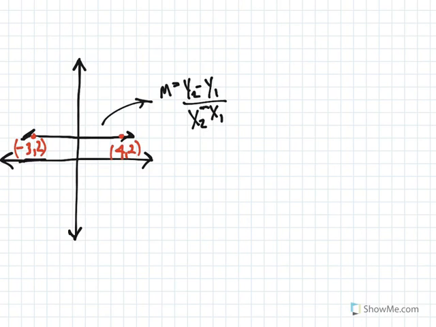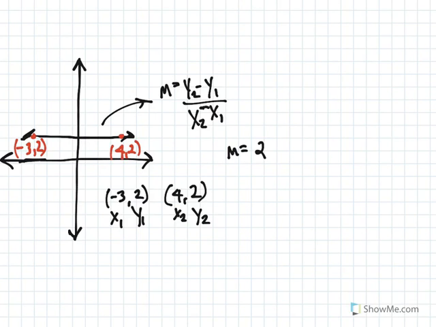So let's plug these points into the formula. I always like to rewrite my coordinates and then give them a name. So I have x1, y1, x2, y2. And I'm going to plug them into the slope formula, and I'm going to get slope equals y2, which is 2, minus y1, which is 2, over x2, which is 4, minus -3, which turns it into a plus. And I'm going to get 0 over 7.